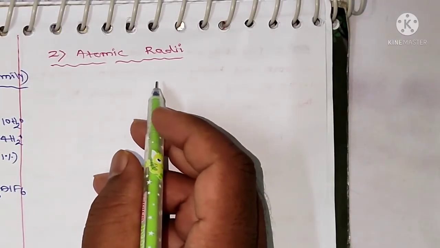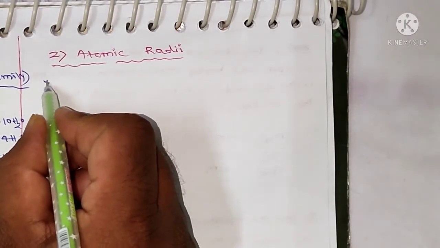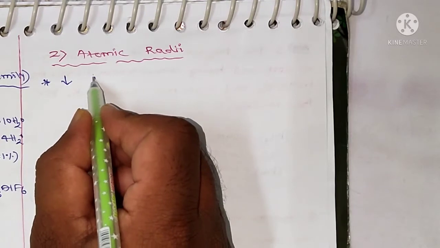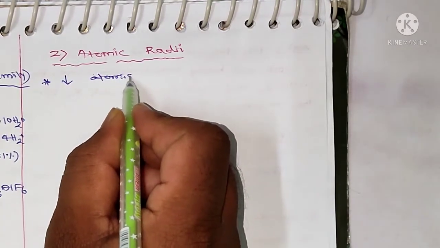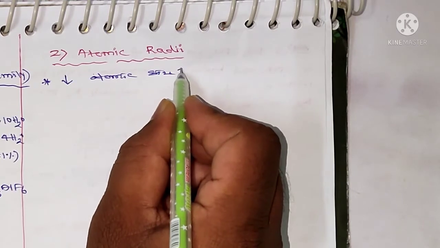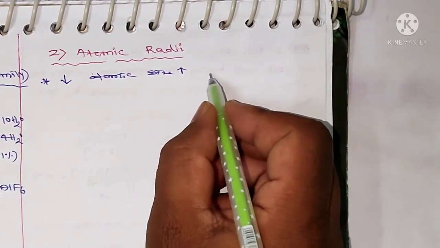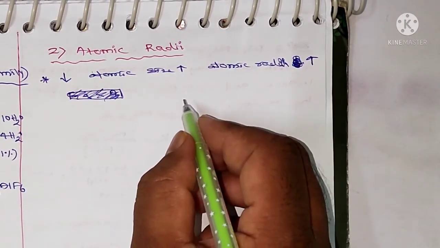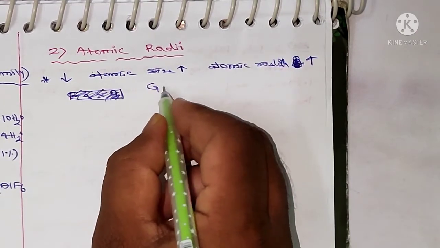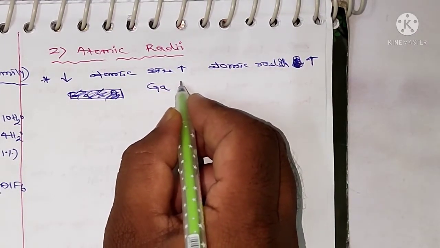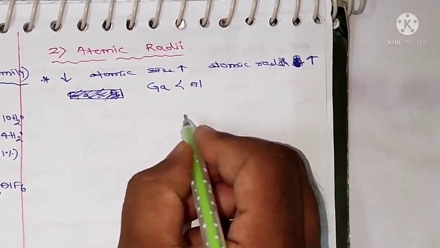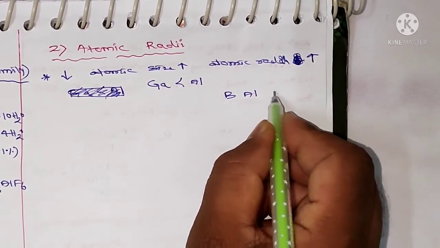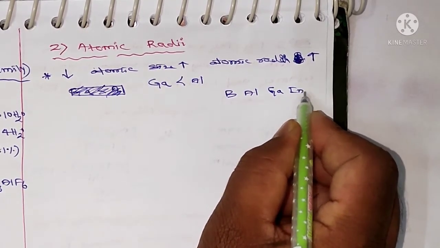Next one, atomic radii. If you go from top to bottom in a group, the atomic size increases. Hence, the atomic radii increases. But in the group, the atomic radius of gallium is less than that of aluminium. So here the atomic radii order is boron, aluminium, gallium, indium, thallium.